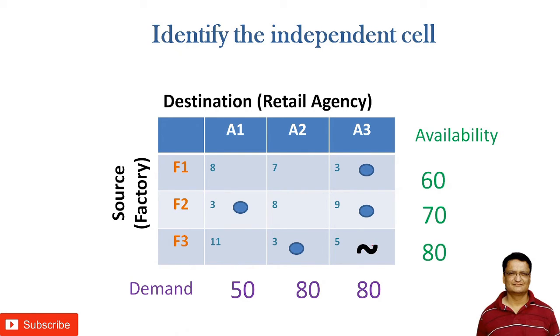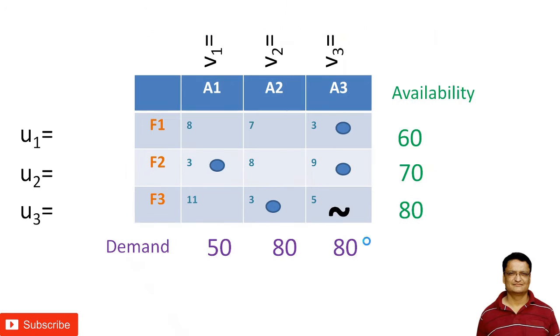So now I can say that this is an extremely small amount of allocation which I am making over here, and I am getting m plus n minus 1 occupied cells, and now I can employ the Modi method. So let us apply the Modi method.